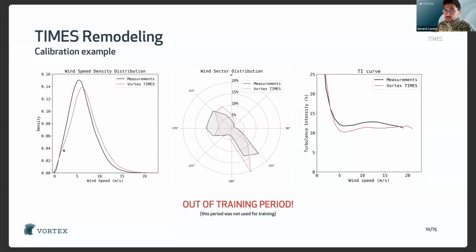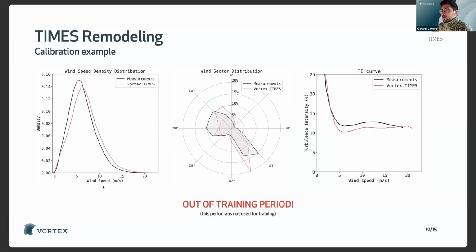In this first plot, we can see that although the wind distribution is well captured by Vortex Times, it shows a slight overestimation of the wind speed. Similar things happen with the wind rose. The overall distribution is well captured, but some sectors differ from the measurements. And then the turbulence intensity curve, although the shape is correctly captured, there's an underestimation here.